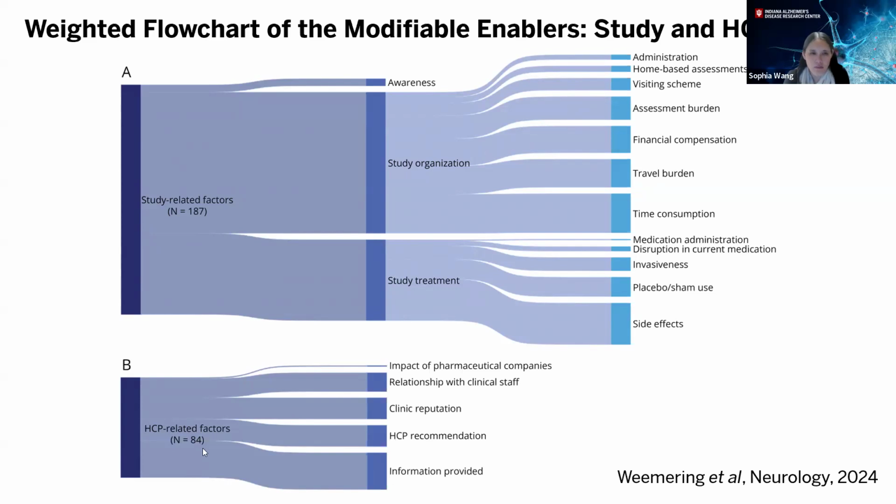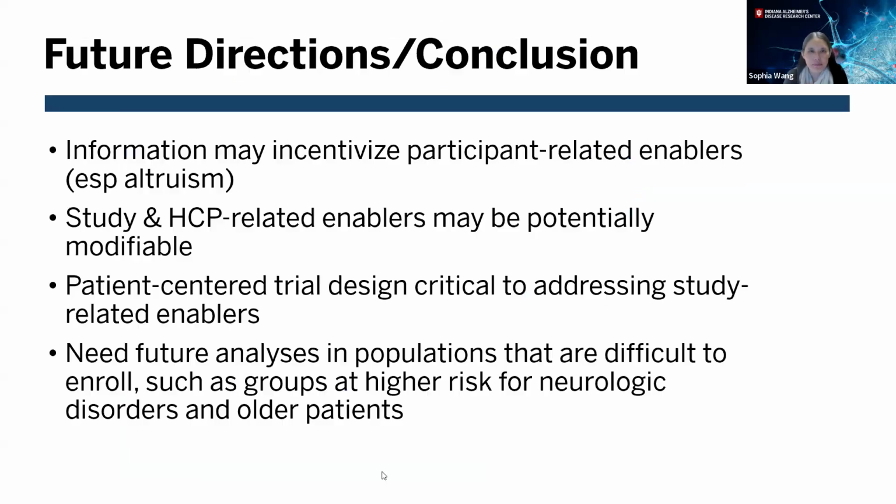Healthcare professional factors weren't studied quite as much, only looking at 84 studies. What was interesting is that certainly relationship matters, but information is really key. And I'll mention this again in our 80 Reach survey. Not having enough information, or not having information that answers a prospective participant's needs, was really important.